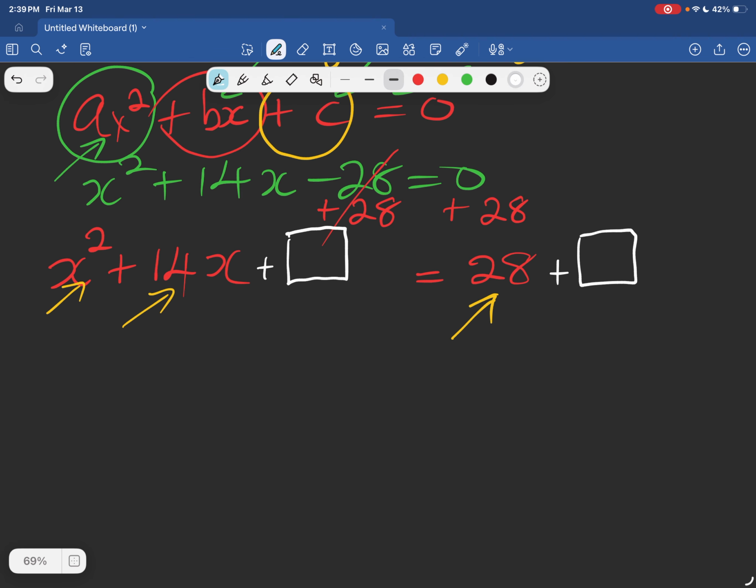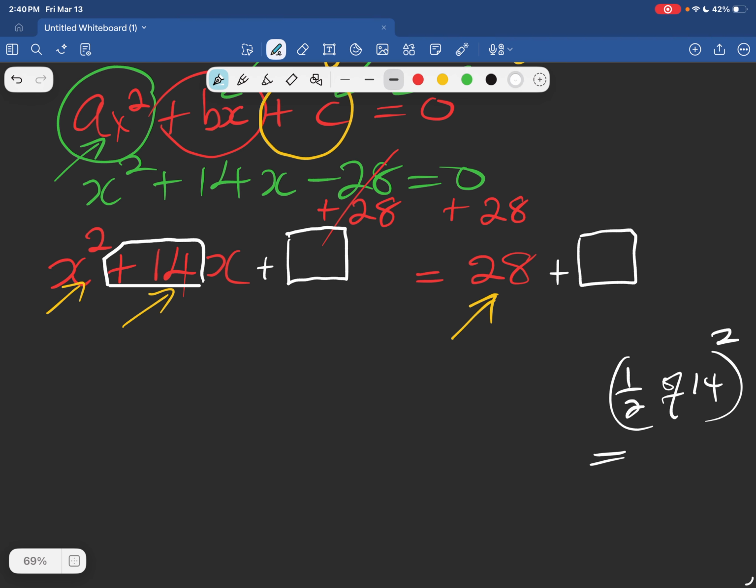We find half of the coefficient of the linear term. This is the coefficient of the linear term. The number before x is called the coefficient of the linear term. We find half of that and we square it. So a half of 14, and then we square our answer. Two actions. Find a half of the coefficient of the linear term. Second action, square the answer that you get.